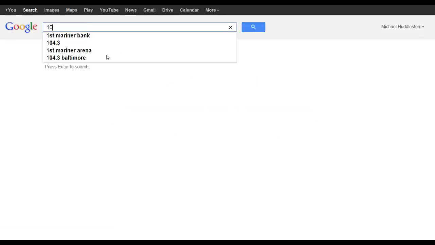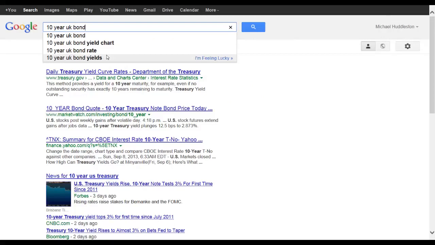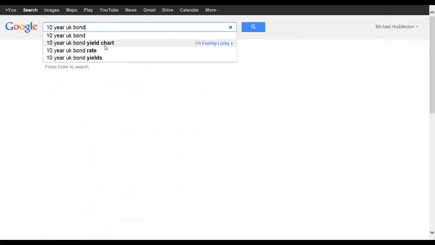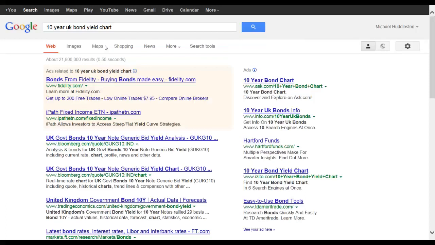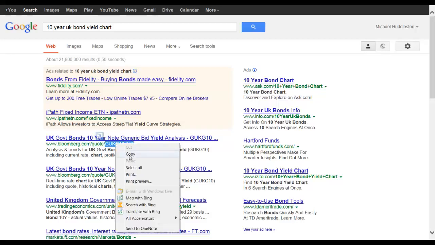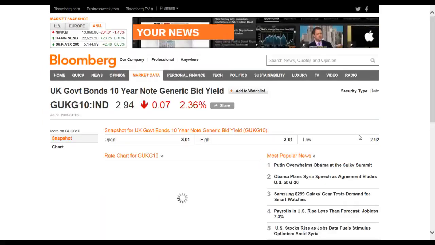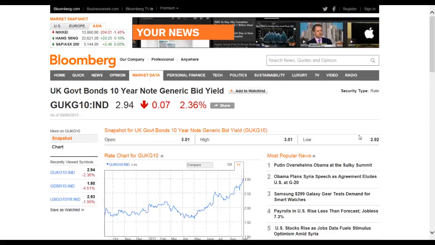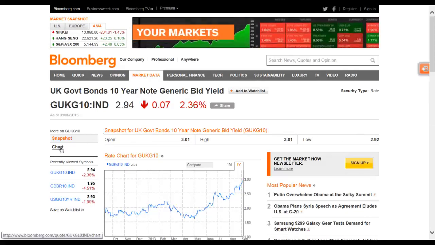and we do a 10-year UK bond yield chart, you're going to be looking for, again, the Bloomberg, and it'll say government bond 10-year note generic. The GUK GU10IND. I'm just going to copy it from here and then actually open the chart up so you can see it. So now it's in my clipboard. I can just drop it in on my first chart for comparison reasons.